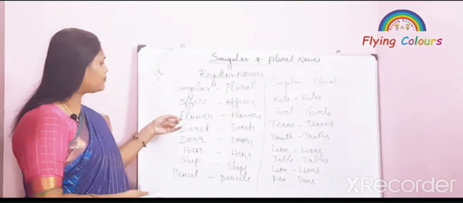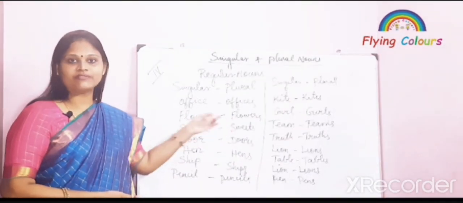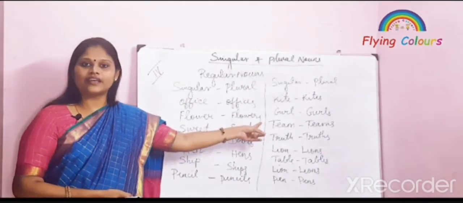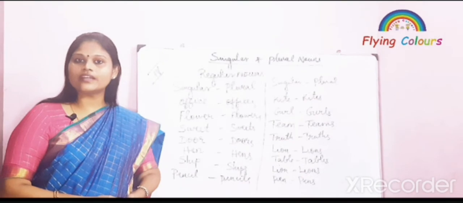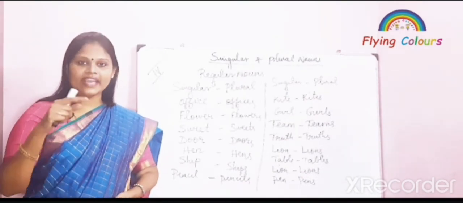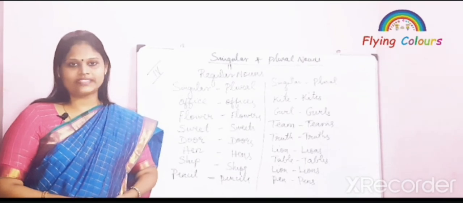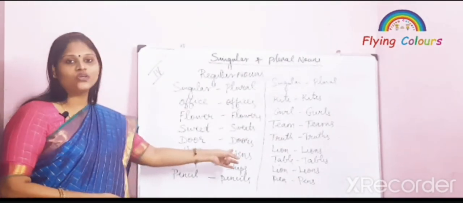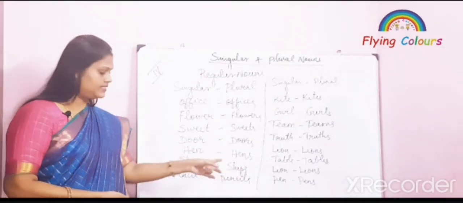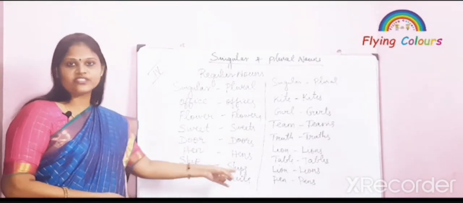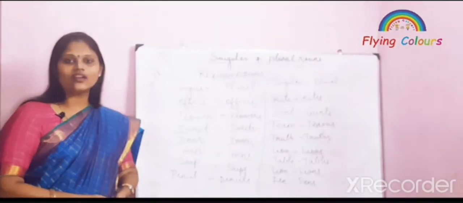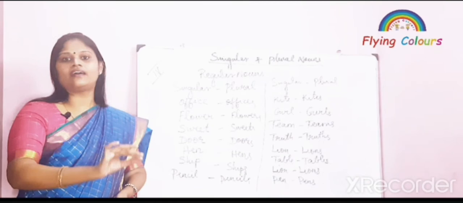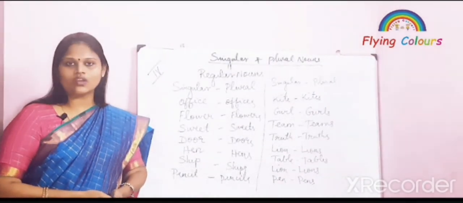The second example, flower, flowers. I have written the flower, F-L-O-W-E-R till this and added S. This is a regular noun. So, what is a regular noun? Regular noun is adding S to the nouns. For example, sweet, sweets. I have added S. Door, doors. Hen, hens. Ship, ships. I copied the ship fully and added S. This is called as regular nouns. Regular nouns will not change in the plural, as such you should copy the singular and add S to the plural. That's all. This is called as regular nouns.